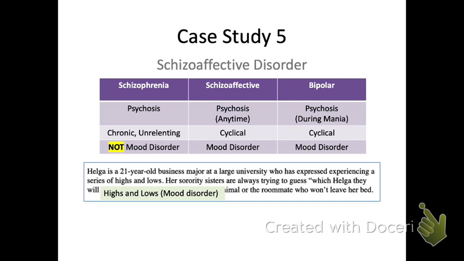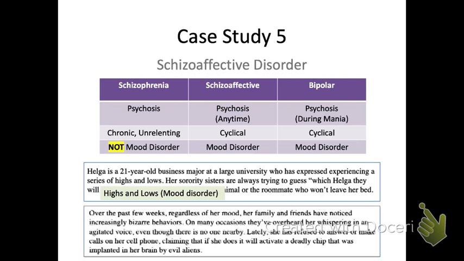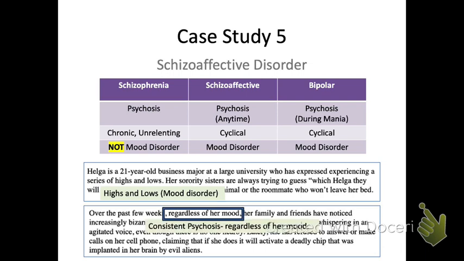She's experiencing a series of highs and lows. She can't get out of bed. And then this was really the difference between bipolar and schizophrenia, regardless of her mood. So if it were just bipolar 1, she would only have psychosis during mania, but this could be at any time, which makes it schizoaffective. That's a tough one. You guys did great.